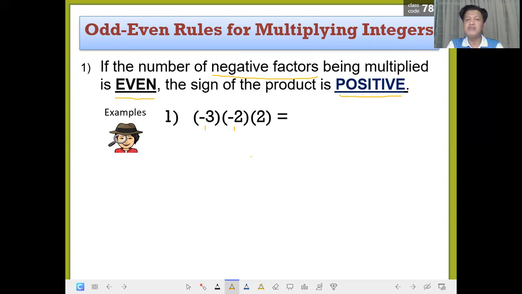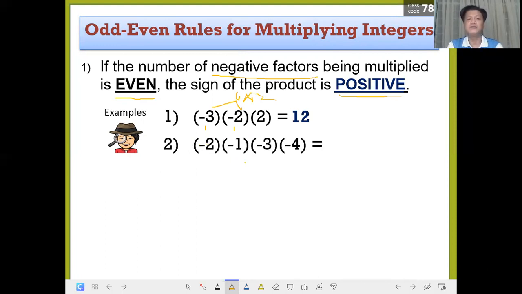Tsaka mo ngayon i-multiply yung numerical value. Kaya nga, 3 times 2, di ba 6 yan? Okay, 6. Tapos i-multiply mo pa doon sa natira na 2. Okay, so meaning to say 6 times 2, that is equal to 12. Since the number of negative factors is even, dalawa kasi, di ba? 2, 4, 6, and so forth, even yan. Kaya positive yung kanilang sign ng product.